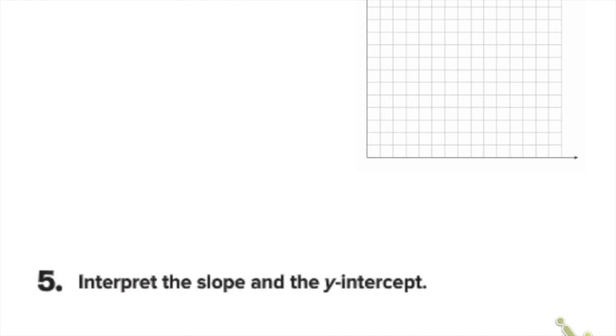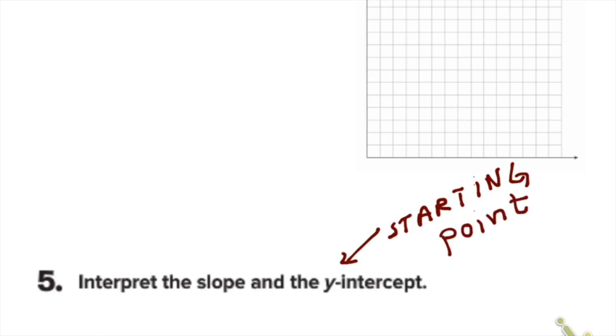Now looking at number 5, interpreting, I'd just like you to mark down, with regard to the graph that we just did, that your y-intercept is your starting point. So in a story, that y-intercept is quite often your starting point or your beginning value. And then the slope is your rate. Okay, so slope is your rate, or in a story it is often just listed as the multiplier.